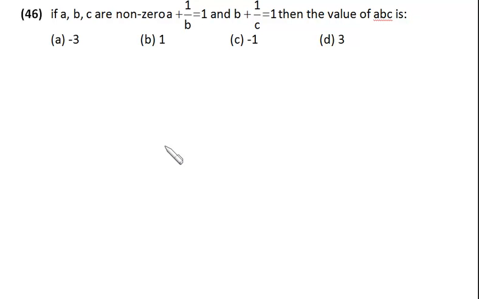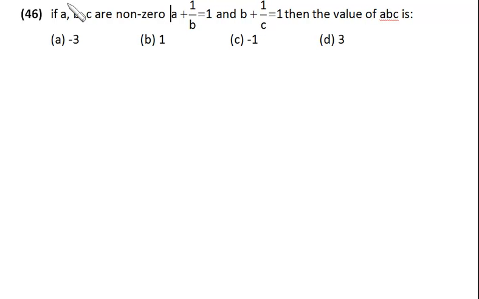Let's see this problem. a plus 1 upon b is equal to 1, and b plus 1 upon c is equal to 1, then find the value of abc. See, in this sort of question, what we can do is assume a value. You have two relations, and you cannot assume the values of a, b and c all of them, because a and b have one relationship, and b and c have one other relationship, right?